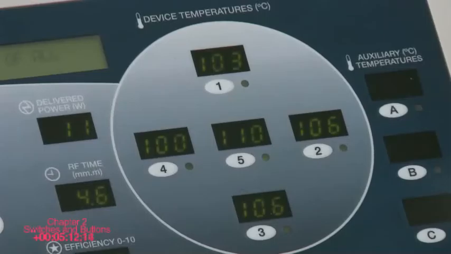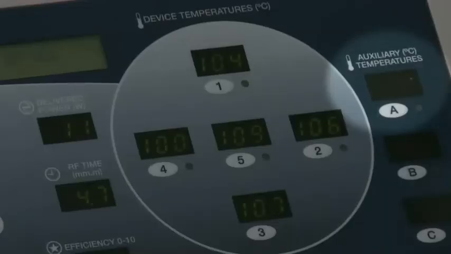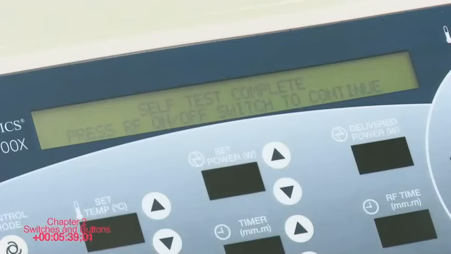The last display cannot be deselected in ATC mode. The displays that indicate OP prior to the activation of RF energy are excluded from the temperature algorithm in ATC mode, and their LEDs are off. Auxiliary degrees centigrade temperatures display functions similar to the device temperature buttons and LEDs. Liquid crystal display displays the RF generator's current status and operation information.